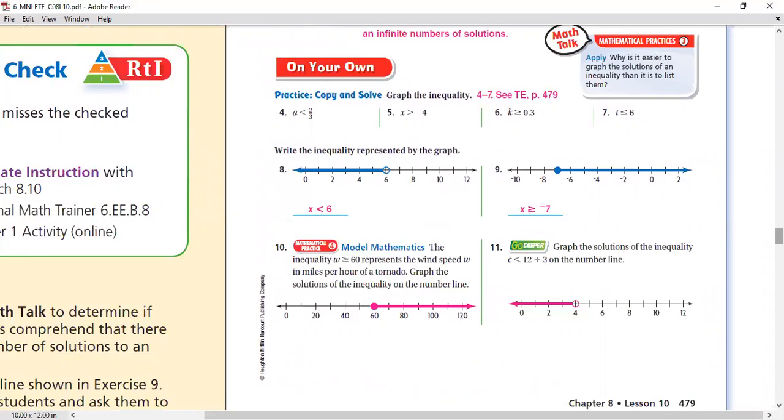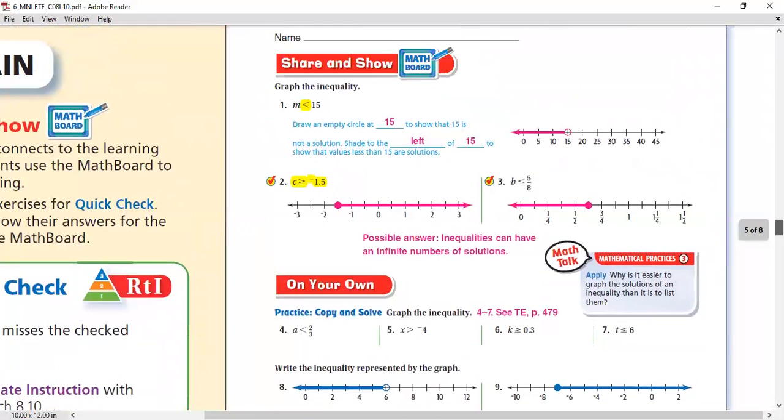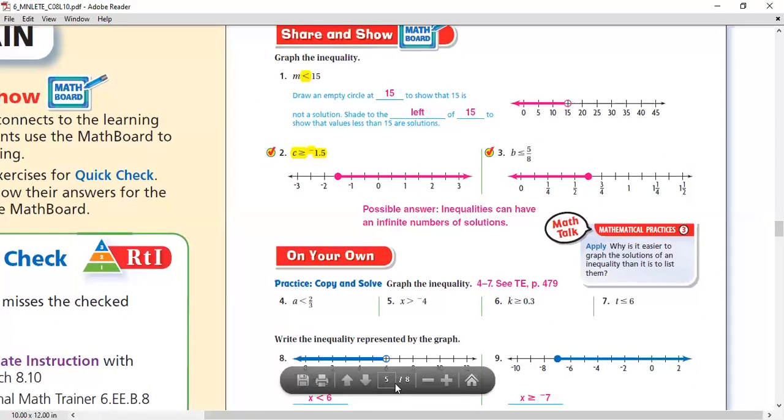Okay, let's start with this. See here, don't look at the answer. Okay, this is the question I'm doing now. So question number 8, see the inequality.